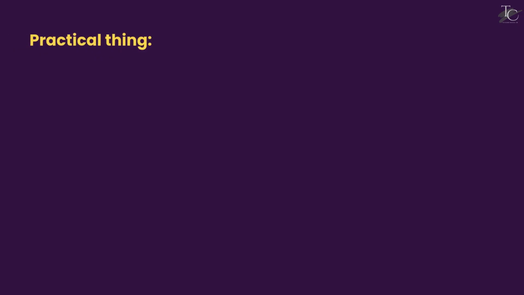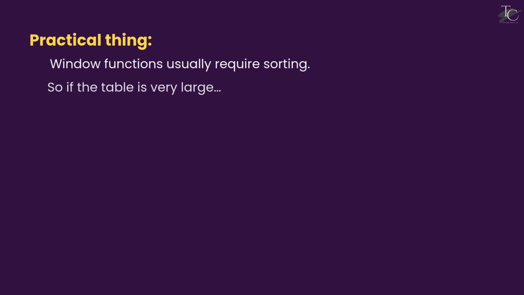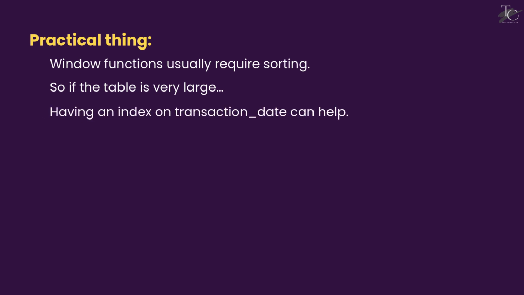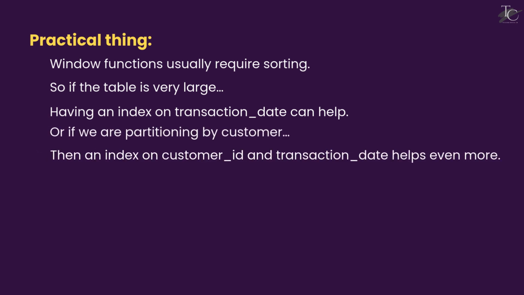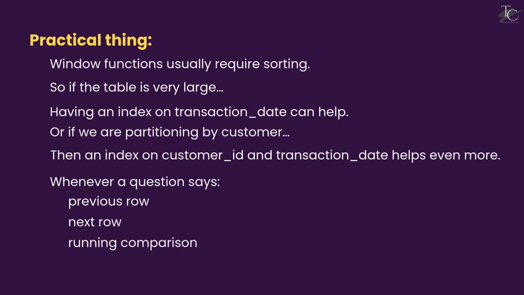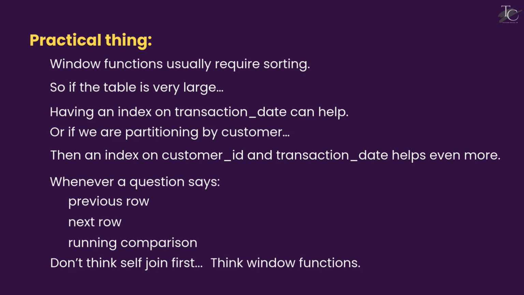One small practical thing. Window functions usually require sorting. So if the table is very large, having an index on transaction date can help. Or if we are partitioning by customer, then an index on customer ID and transaction date helps even more. So remember this idea. Whenever a question says previous row, next row, running comparison, don't think self-join first. Think window functions. They make these problems much easier.